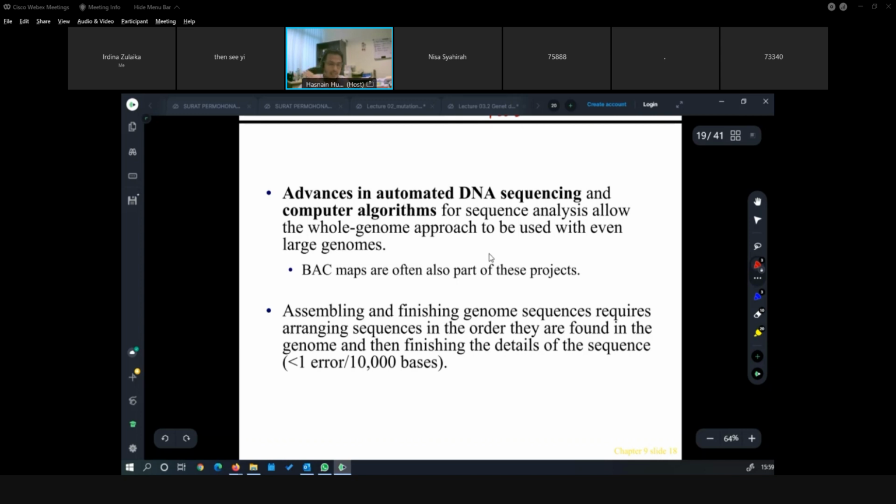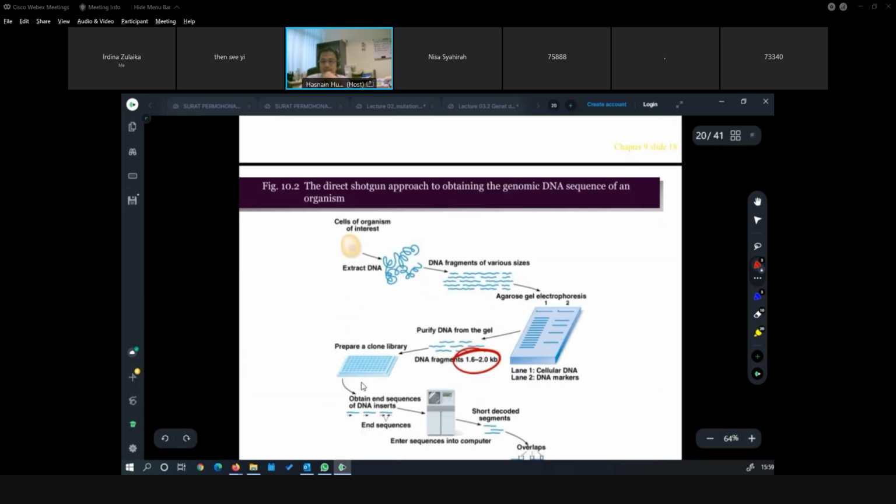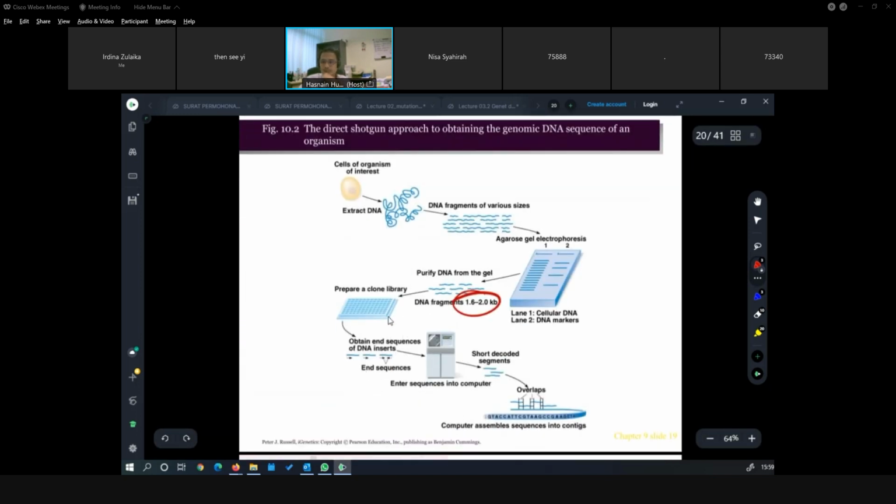So at that time, these were the approaches that were done, and they came to the point of accuracy of less than one error for every 1000 bases. So very low error. So these are more or less how it is done.